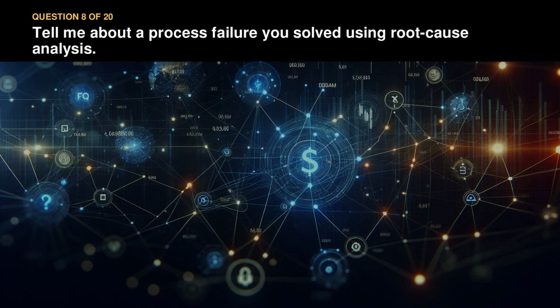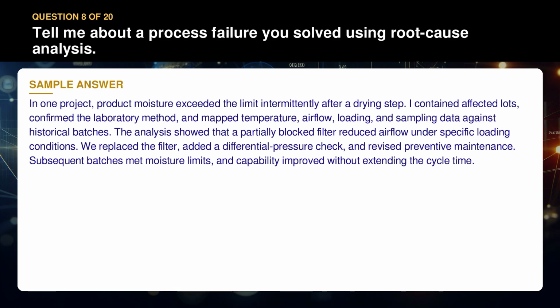Question 8. Tell me about a process failure you solved using root cause analysis. In one project, product moisture exceeded the limit intermittently after a drying step. I contained affected lots, confirmed the laboratory method, and mapped temperature, airflow, loading, and sampling data against historical batches. The analysis showed that a partially blocked filter reduced airflow under specific loading conditions.